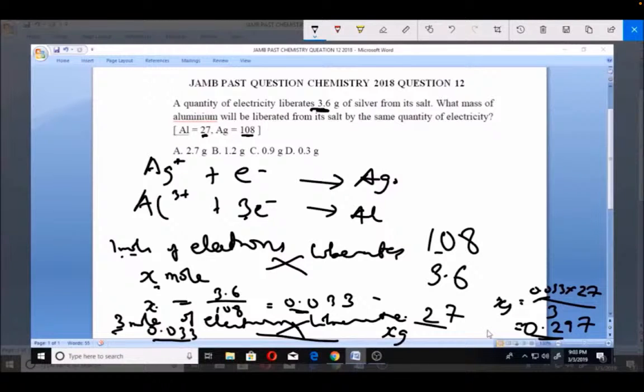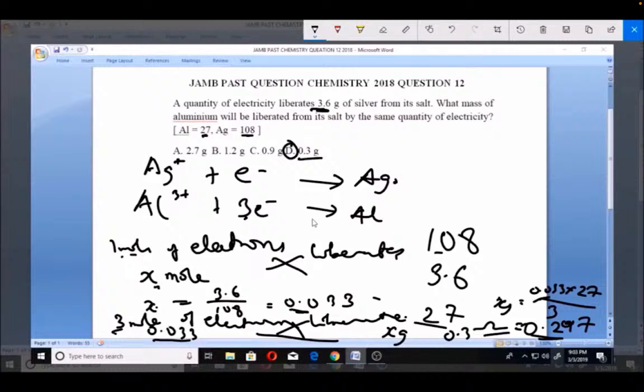And this 0.297 is approximately equal to 0.3, because this is 9, so we can approximate this to 0.3 gram. So the right option is going to be D, 0.3 gram.